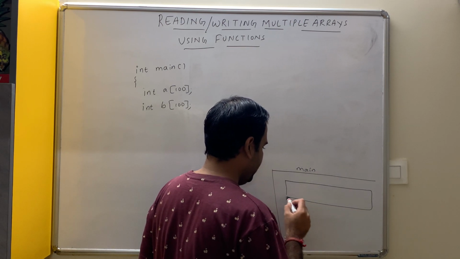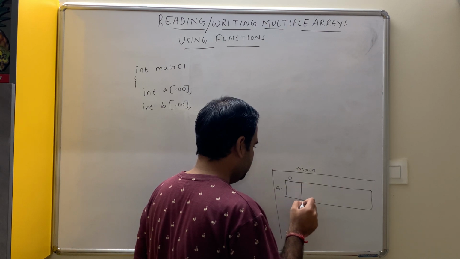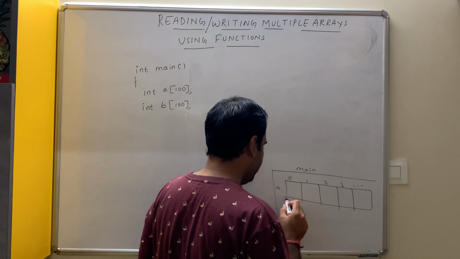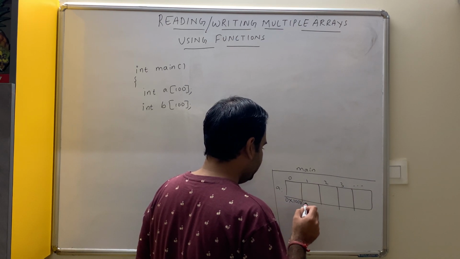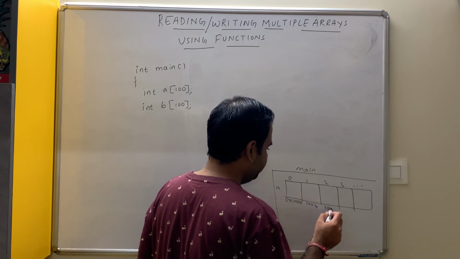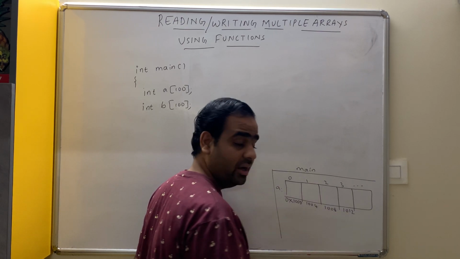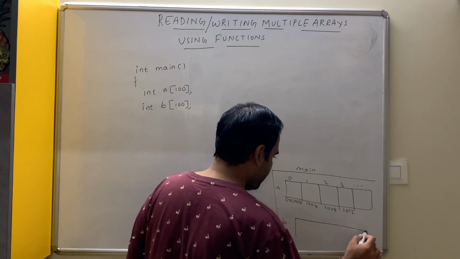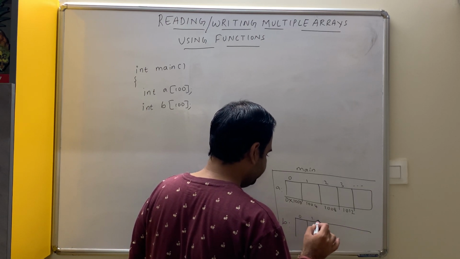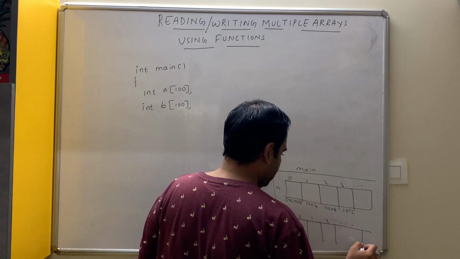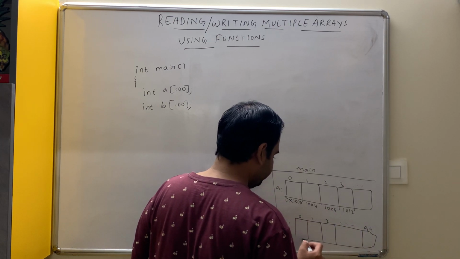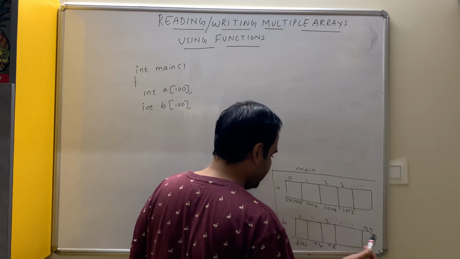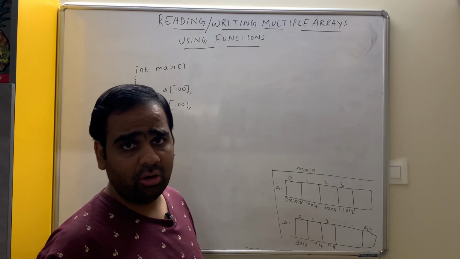This is array A, 0, 1, 2, 3 and so on up to 99. Let the base address of this be say 1000. This will be 1004, 1008, 1012 and so on. There is one more array B, again of size 100, 0 to 99. Let the address of this be say 2000. This will be 2004, 2008 and so on.